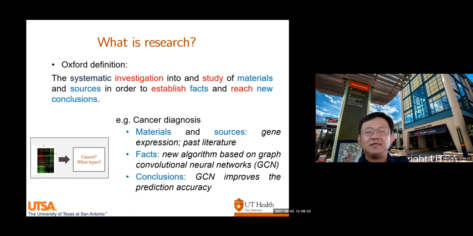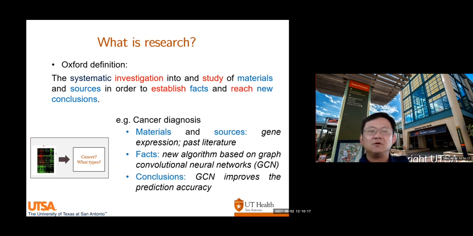So now the second subject, the facts. So the facts in this case is established, right? So what are the facts that are established? Okay, so coming back to this example here, the facts that we established are, or is, a new algorithm, and particularly based on the so-called graph convolution neural network.